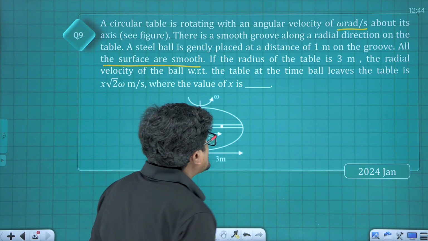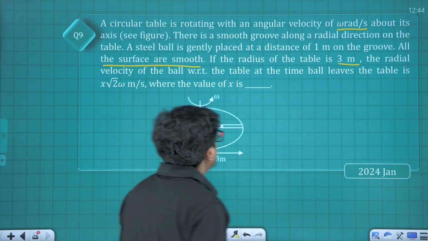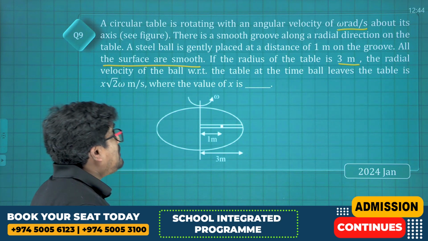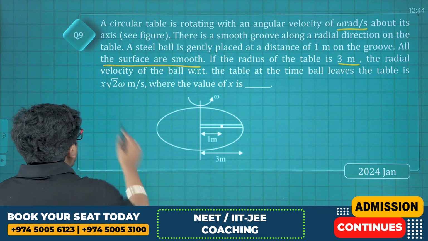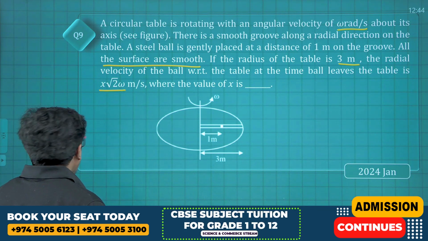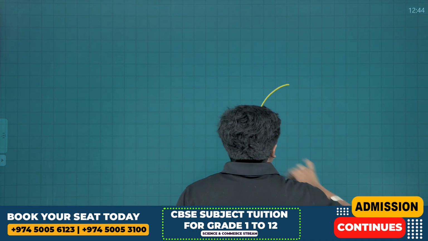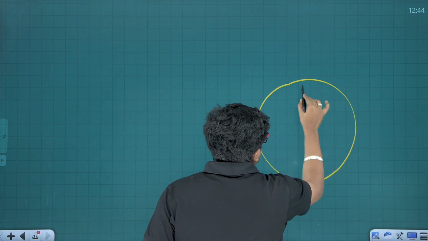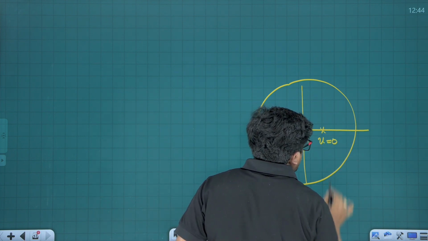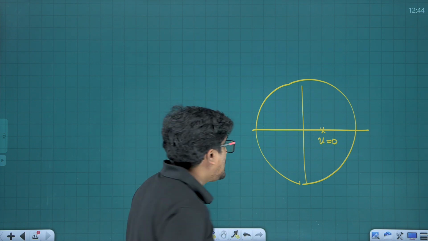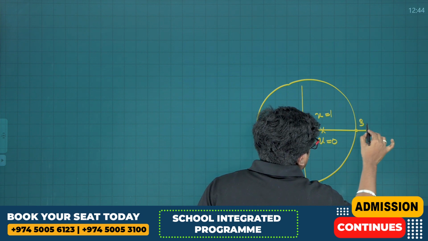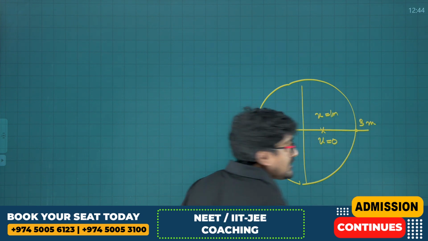If the radius of the table is 3 meter, then the radial velocity of the ball with respect to the table at the time when ball leaves the table is x root of 2 omega meter per second. Then the value of x is. Here the important part is you must know how the body is getting its speed increased. It was left at u equal to 0 with respect to the groove, with respect to the disc, at x equal to 1, and the radius is what? 3 meters and x is 1 meter and here it is 3 meter.